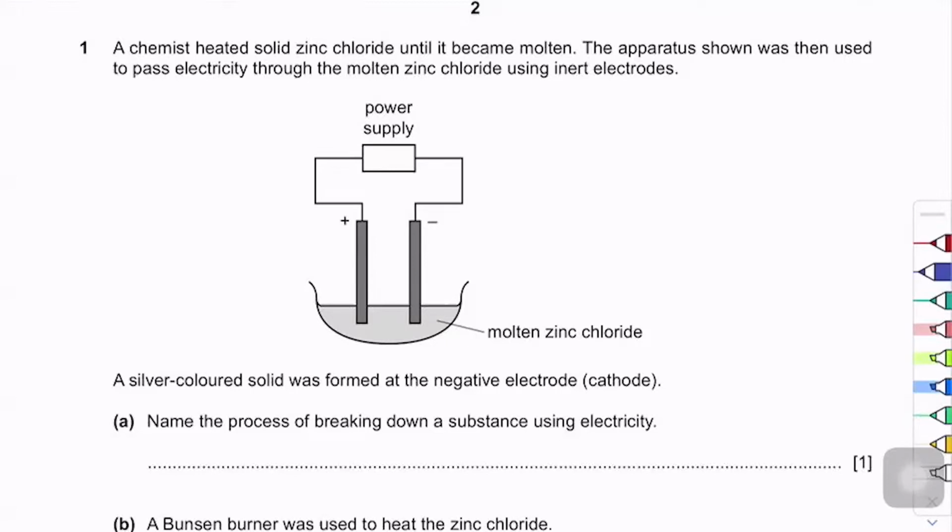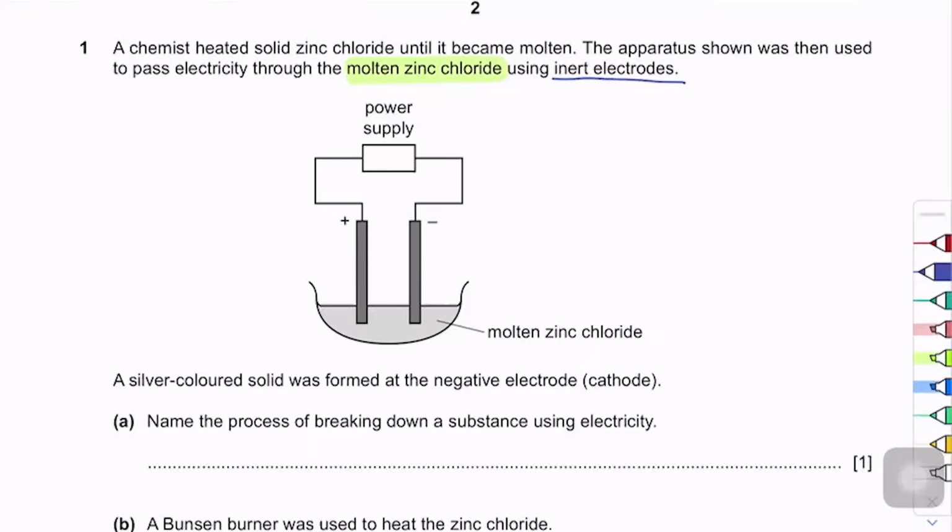All right. A chemist heated solid zinc chloride until it became molten. Okay, so we know that solid zinc chloride is an ionic compound, so it must have been heated to a high temperature. The apparatus shown was then used to pass electricity through the molten zinc chloride. So that is our electrolyte here, molten zinc chloride, using inert electrodes. That's important because this means the electrodes will not take part in the reaction. A silver colored solid was formed at the negative electrode.